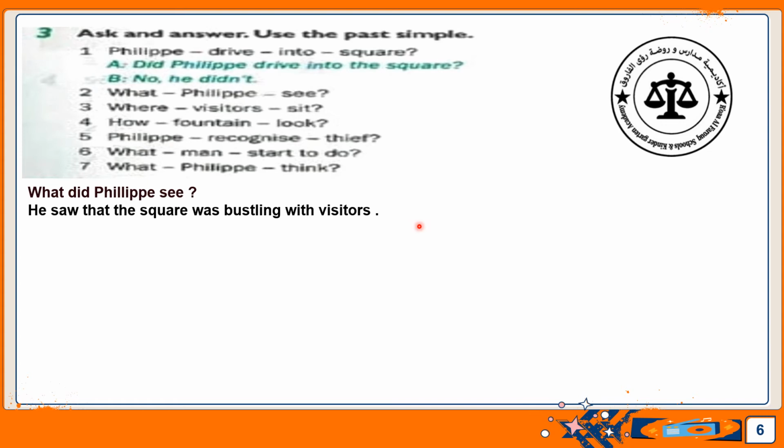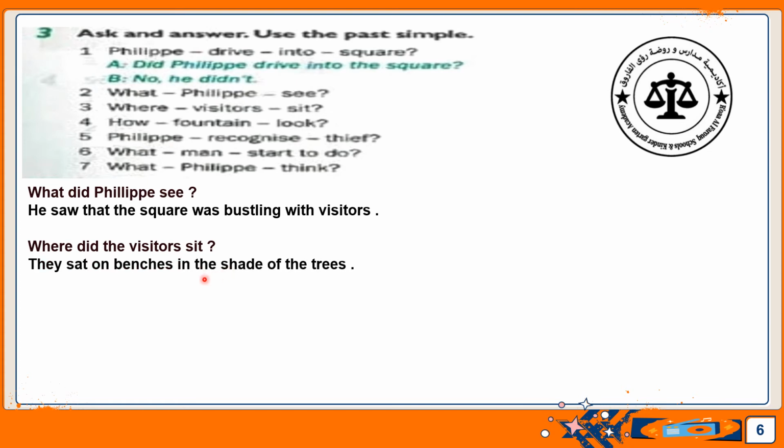Where, we want the helping verb did. Where did the visitors sit? They sat on benches in the shade of trees. Number 4, how fountain look? The answer, how did the fountain look? Excellent. It looked magnificent.